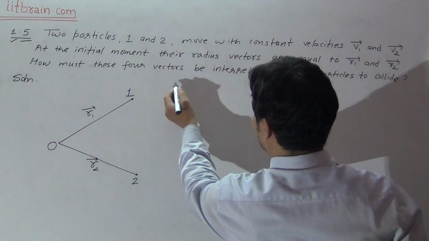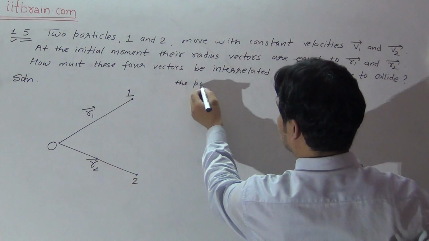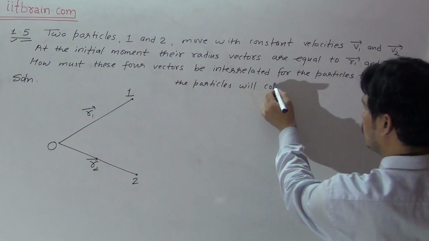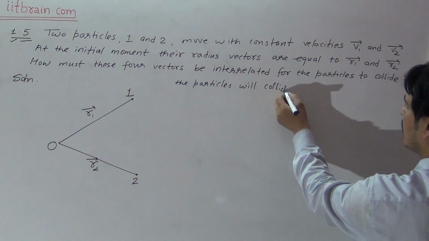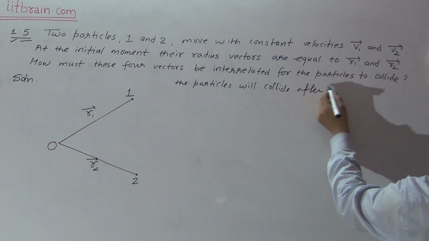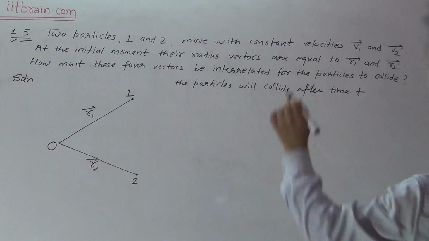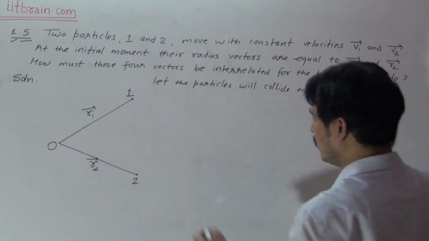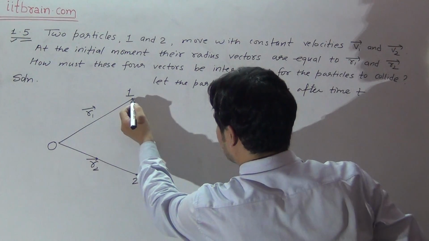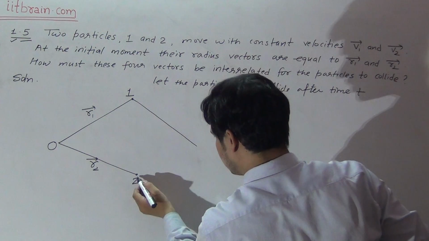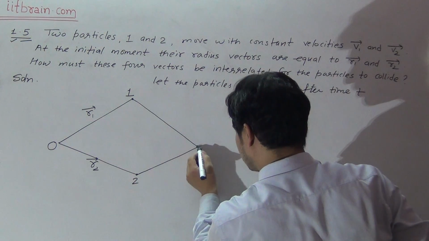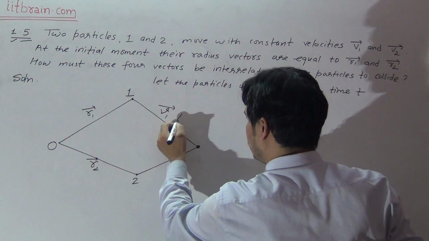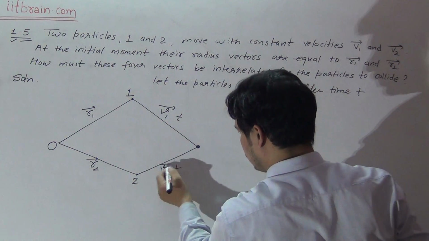So consider that the particles will collide. Let the particles collide after time t. Then in time t, we can make a diagram of this type for the collision, for making the collision successful. This is the point where the particles collide. This vector will be v1 vector into t, and this will be v2 vector into t.